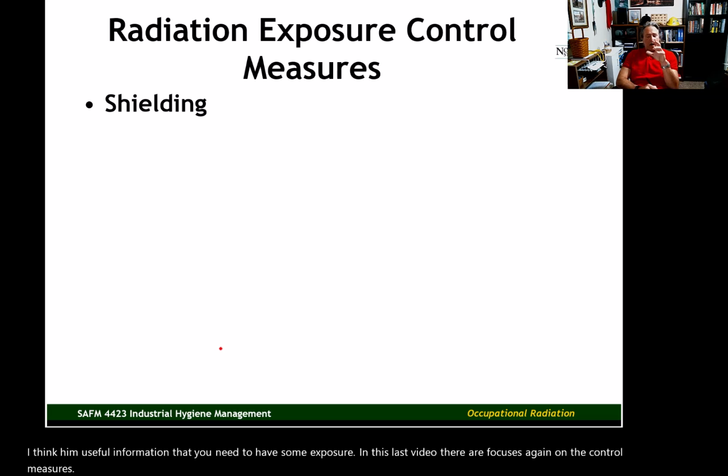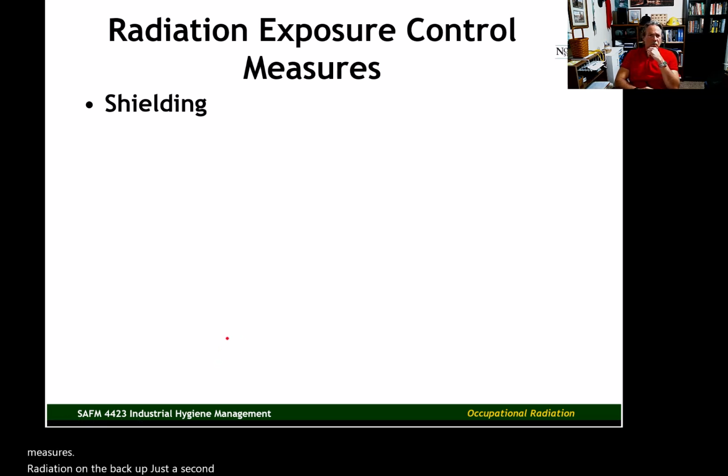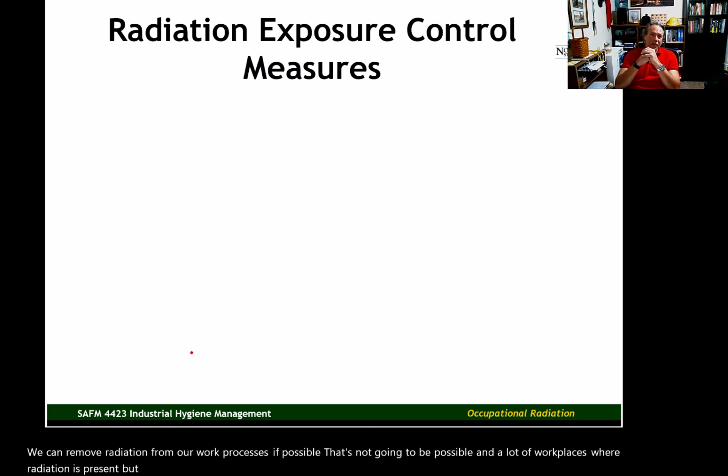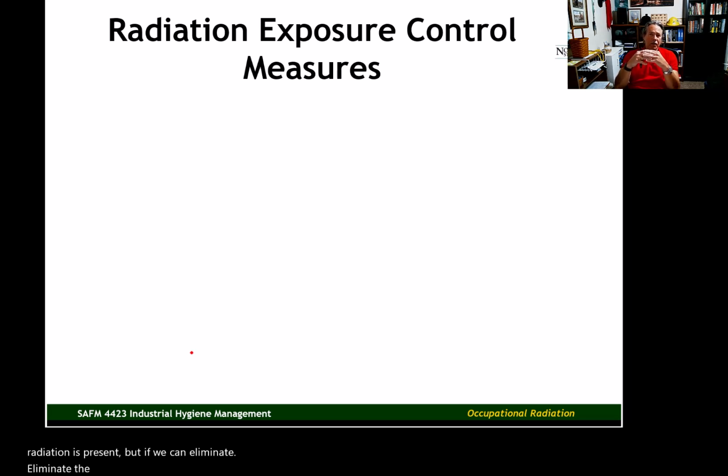Radiation, let me back up just a second before I talk about these control measures. Ideally, we can remove radiation from our work processes if possible. That's not going to be possible in a lot of workplaces where radiation is present. But if we can eliminate the radiation, eliminate that energy, that is going to be the best protection for the workers.